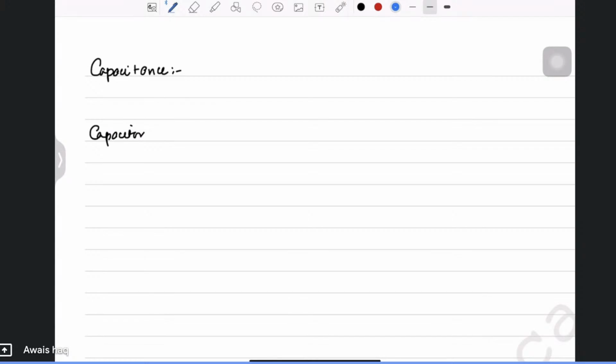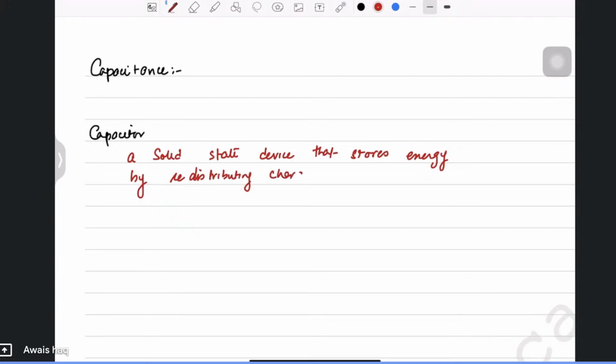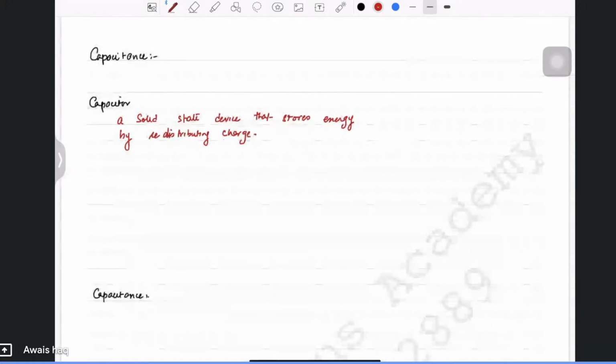Okay, so a capacitor is known as a solid state device. A solid state device that stores energy by redistributing charge. Okay, so this is the definition of a capacitor.